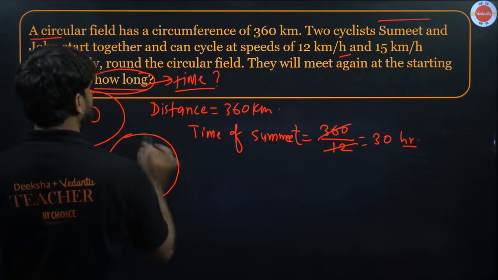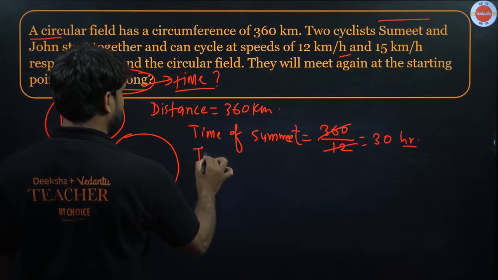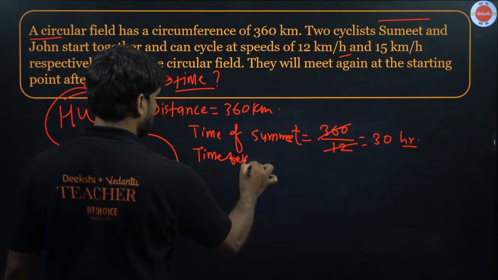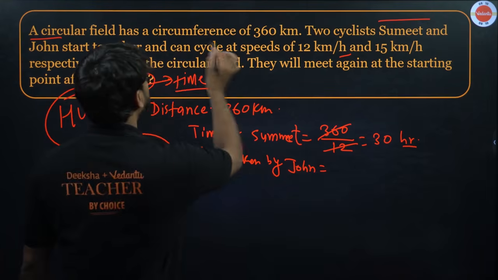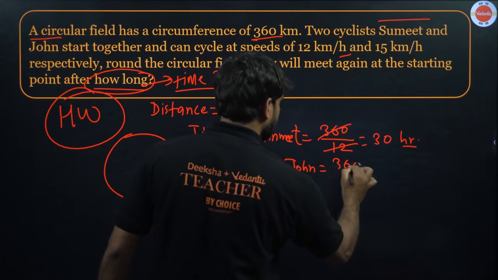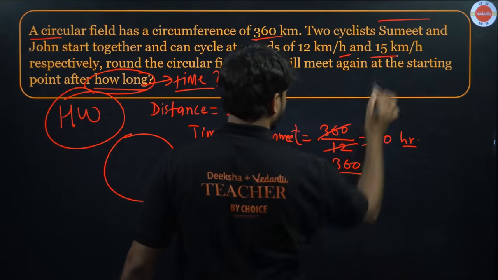Now if we talk about John, the time taken by John: what is the distance? Again 360, the same distance, and the speed of John is 15.